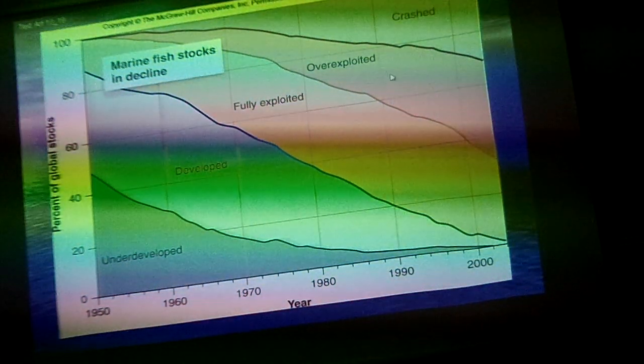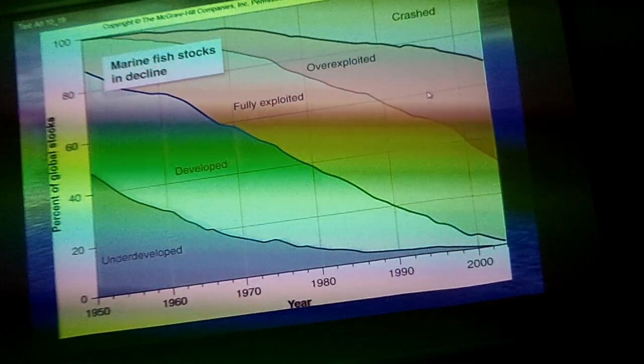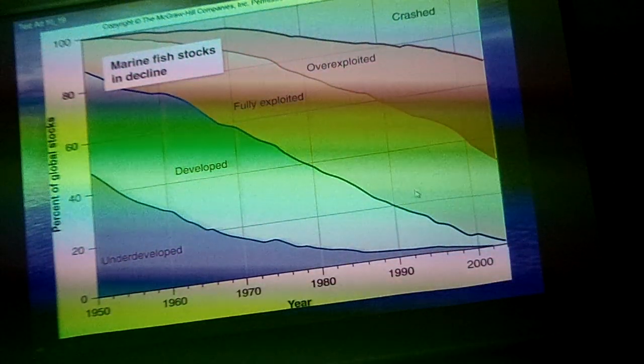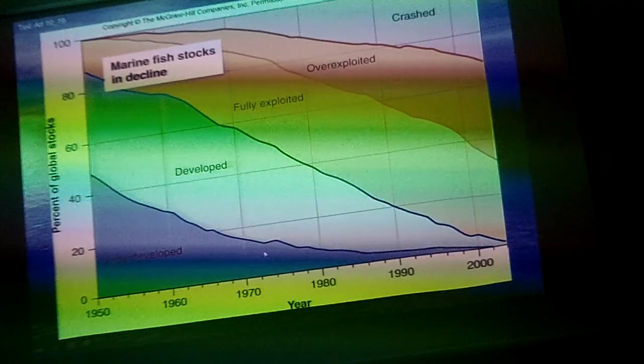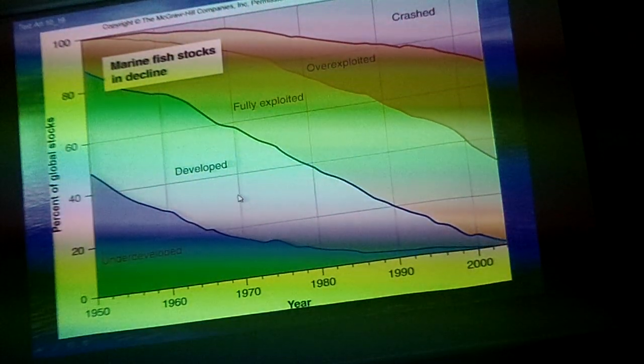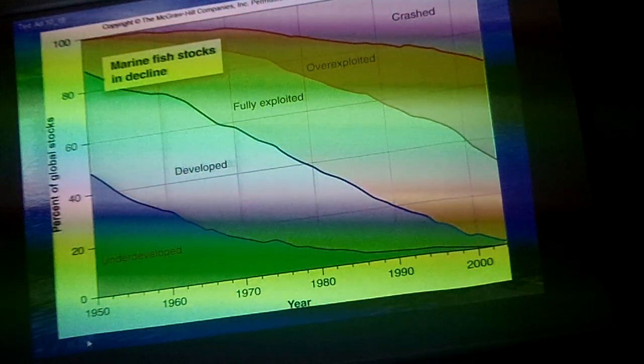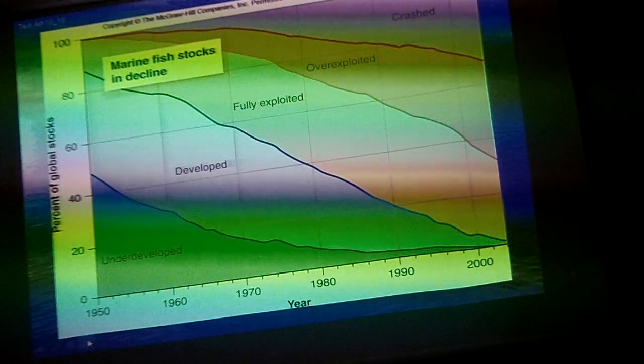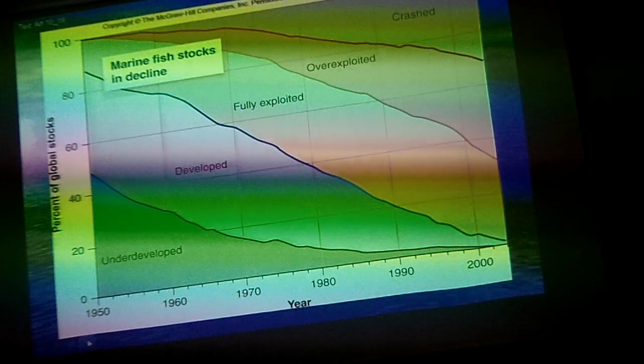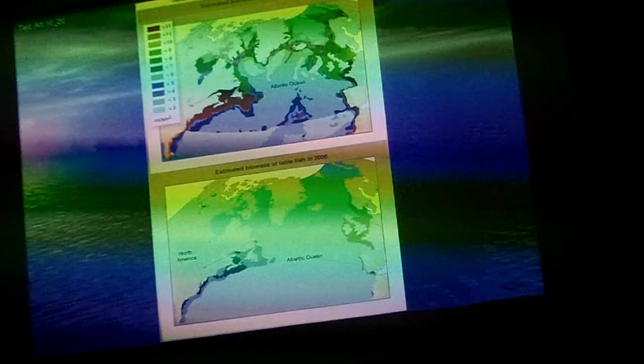That means overexploited means overfished, where there's hardly any left. Fully exploited, almost everything. And there's nothing underdeveloped left as far as our marine fish stocks go. There's just not much fish in the sea, is what these graphs are saying.